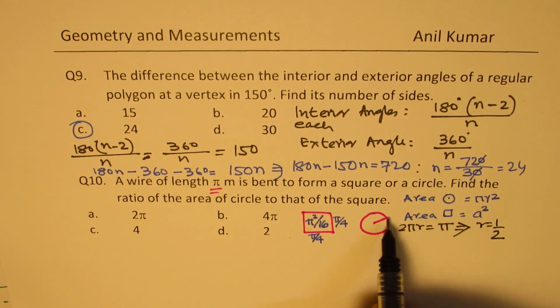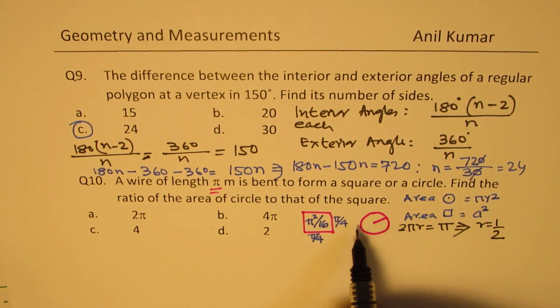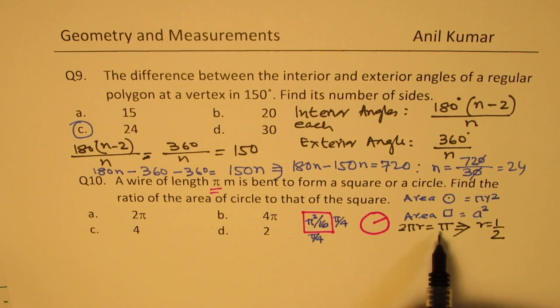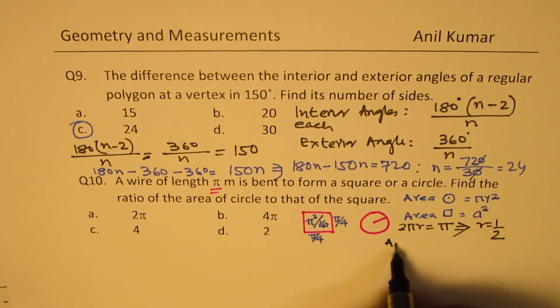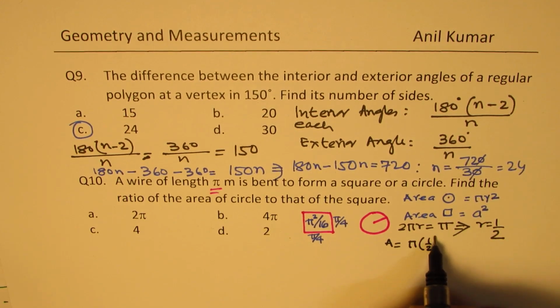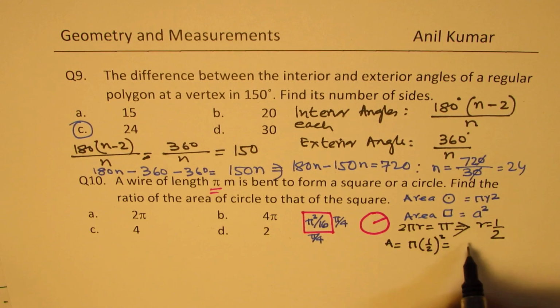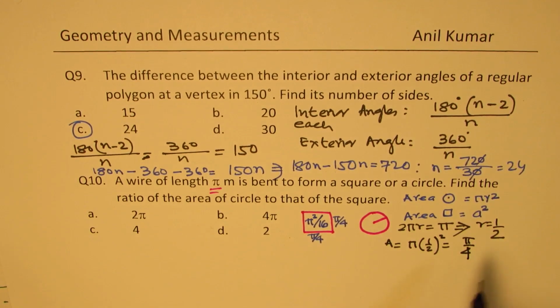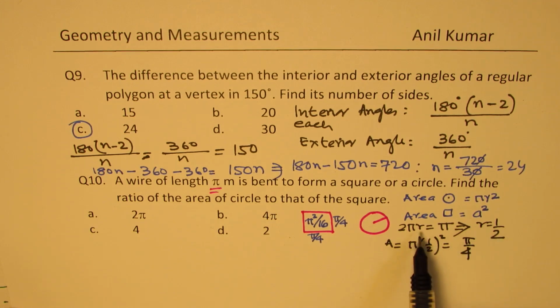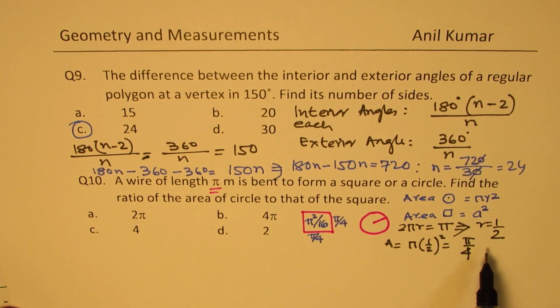Only then the total circumference or the periphery will be pi. This is very important. Now what is the area? So area of the circle will be pi r square. So pi times half square. So that gives you pi by 4. Right? Since r is half, right? So pi by 4 is the area.